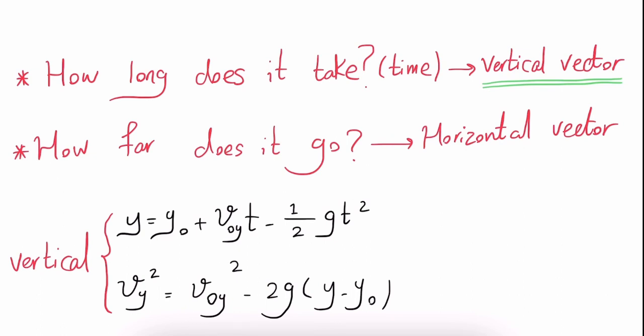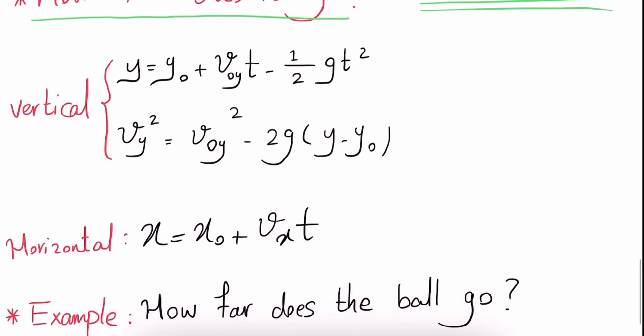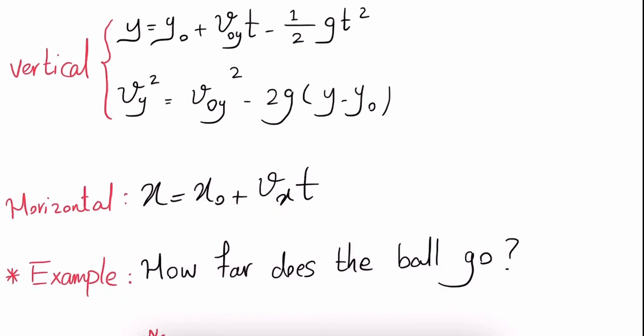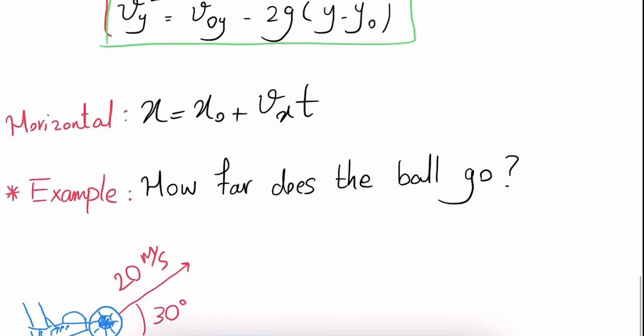And if we're asked about how far the ball goes, we're then faced with a problem regarding the horizontal vector. Now, if I want to deal with the vertical vector, we have the same two equations we had before. It's regarding the vertical movement of the ball. And if we want to deal with the horizontal movement, we have a new and simple equation which does not have any acceleration involved, because the horizontal movement does not have any acceleration. And this is because there is no force in the horizontal direction on the ball.